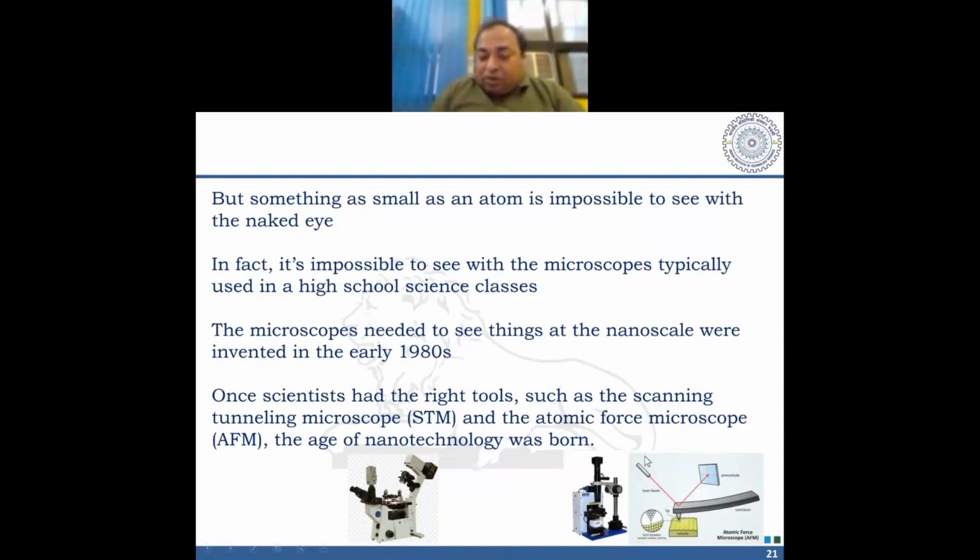This is atomic force microscopy. Here, this is the substrate, and this is the sensor. It comes and interacts with the substrate, and it could take the image of the surface. It gets the surface property of the material.